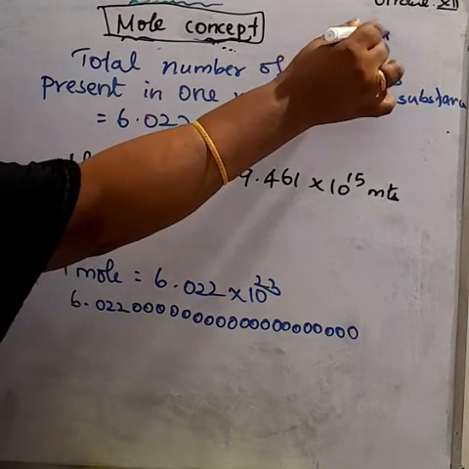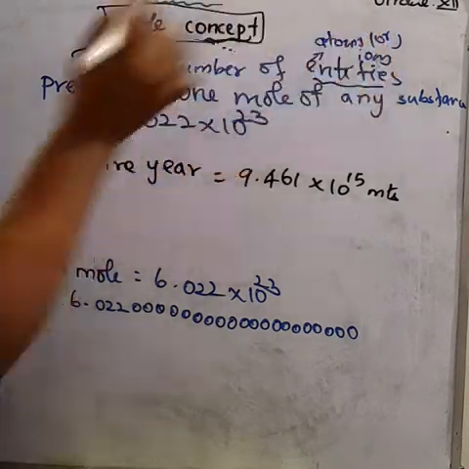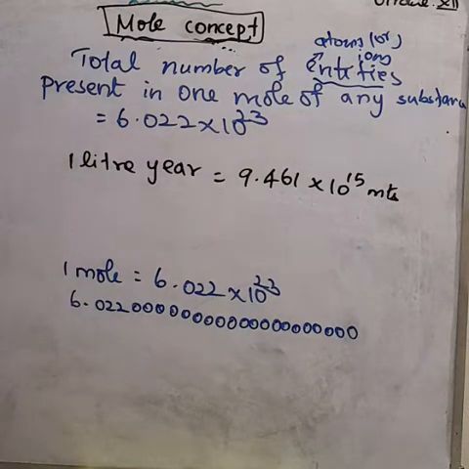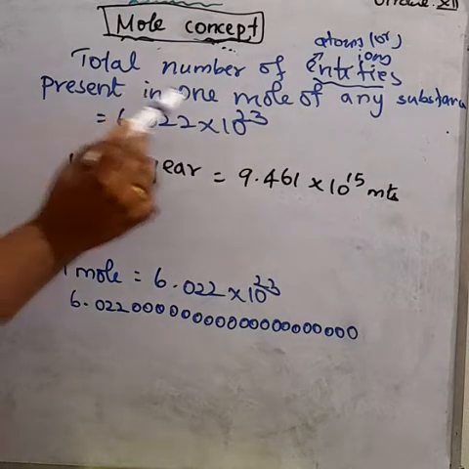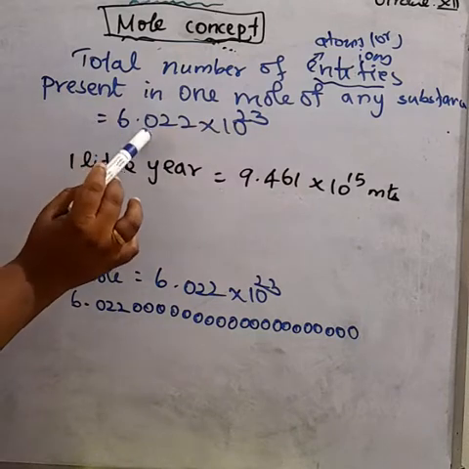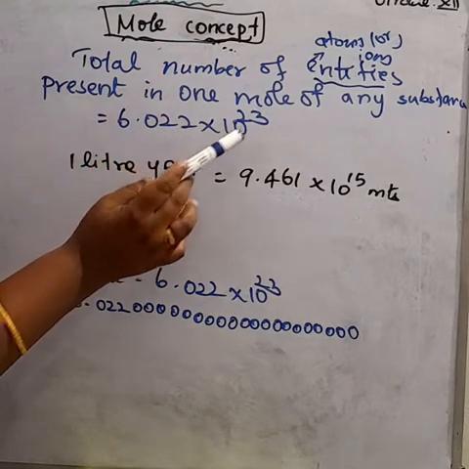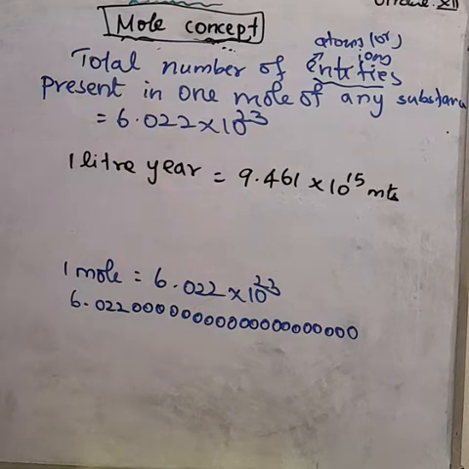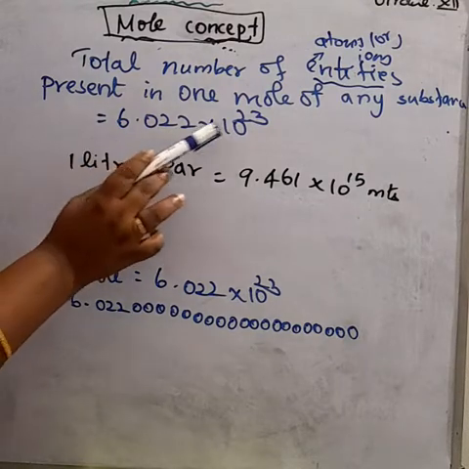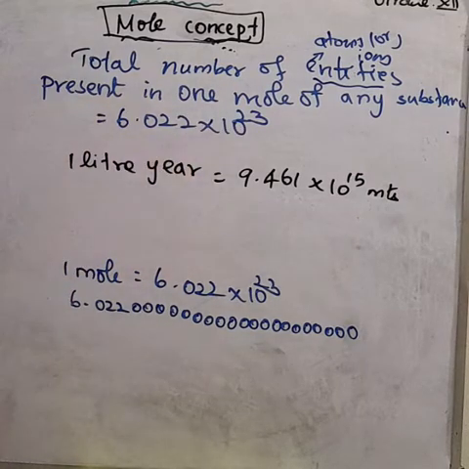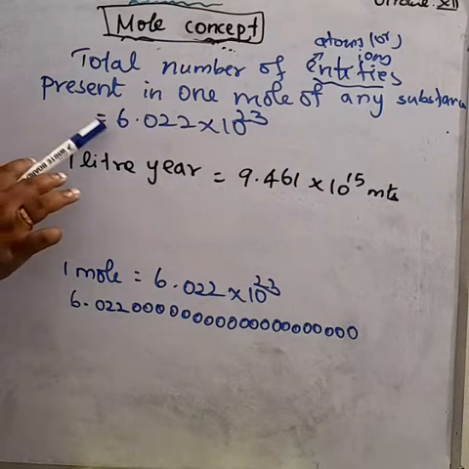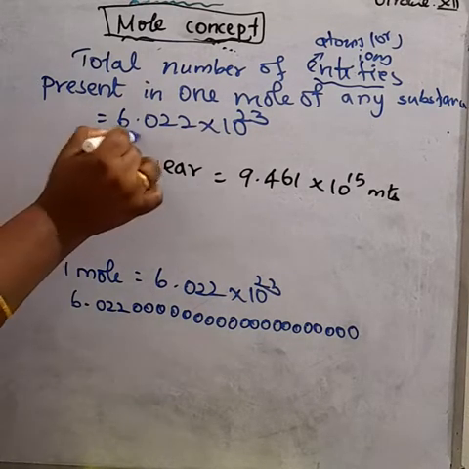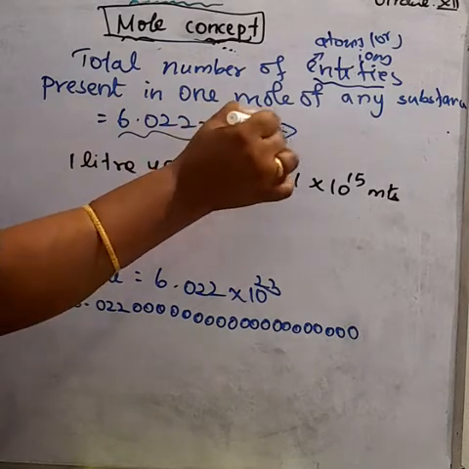So, the total number of entities present in 1 mole of any substance is equal to 6.022 × 10^23. So, 1 mole of any substance has 6.022 × 10^23 entities. Okay, it is not suitable for macroscopic particles. Only microscopic ones, maybe atoms or ions or molecules, are suitable for this mole concept.